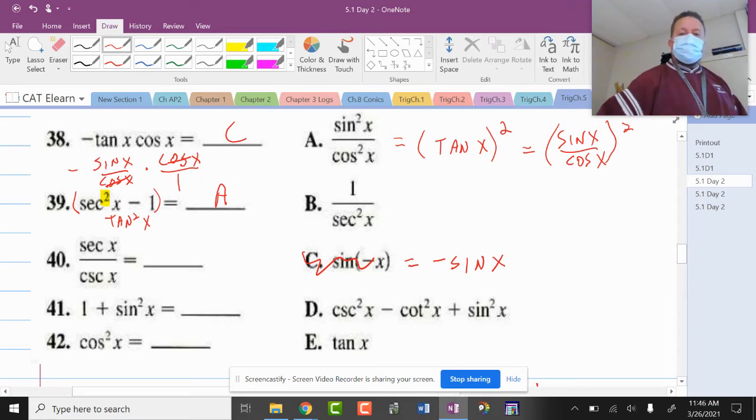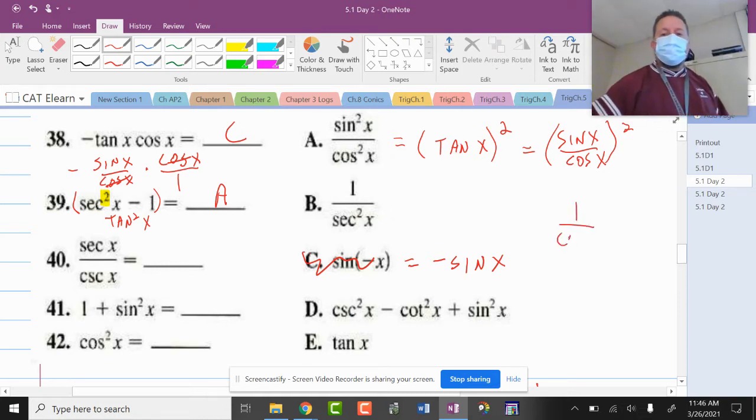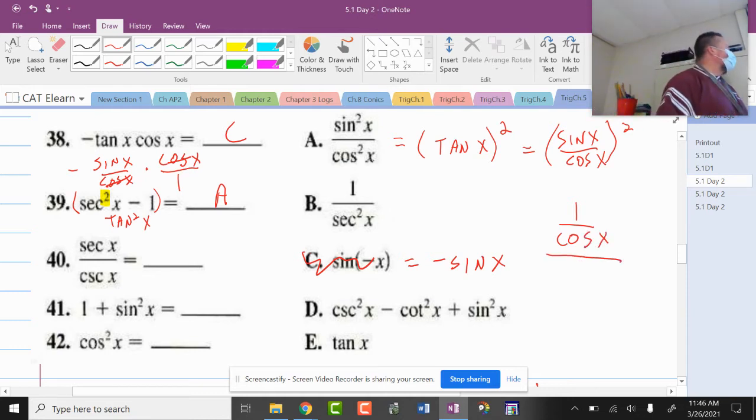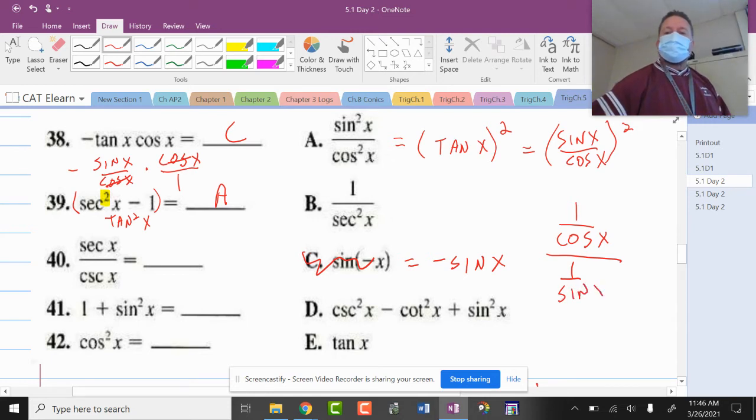Hey, everybody, what's secant? 1 over what? Okay, and then those aren't answering. Your turn's coming, and we'll wait till you get the answers. What's cosecant? 1 over what? Sine. Now, I'm going to show you a faster way of doing this.